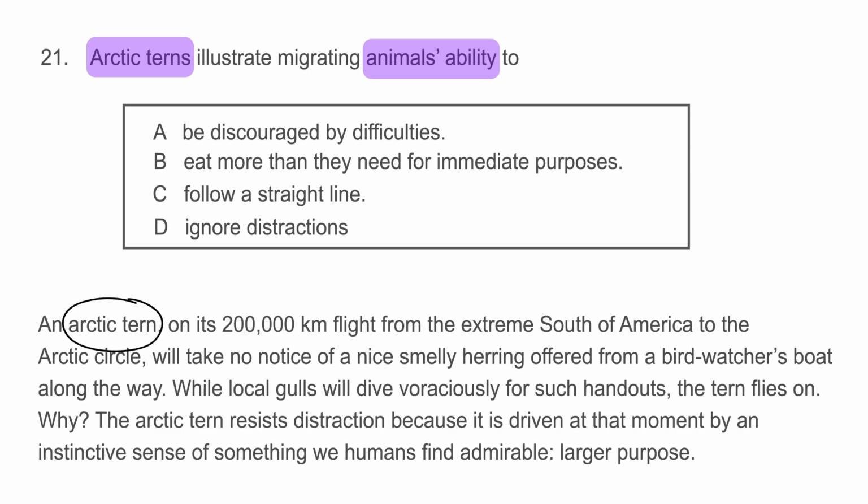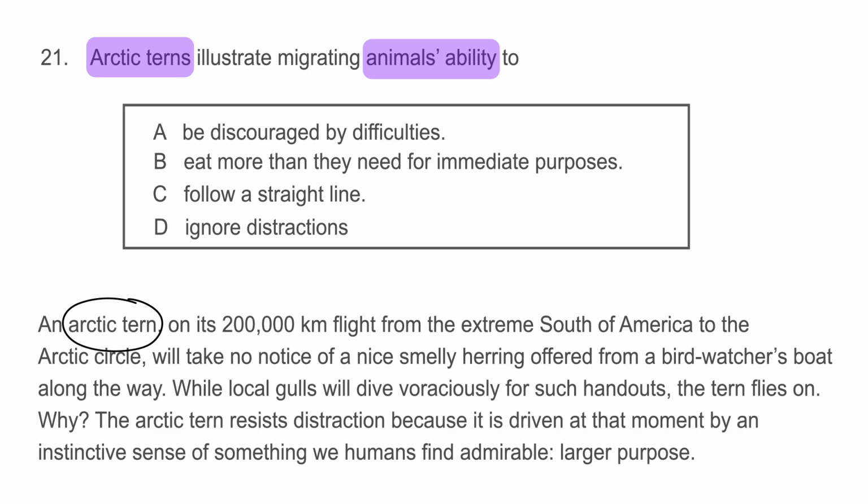An Arctic tern on its 200,000 kilometers flight from the extreme south of South America to the Arctic Circle will take no notice of an ice-smelly airing offered from a bird watcher's boat along the way. While local gulls will dive voraciously for such handouts, the tern flies on. Why? The Arctic tern resists distraction because it is driven at that moment by an instinctive sense of something we humans find admirable, larger purposes.